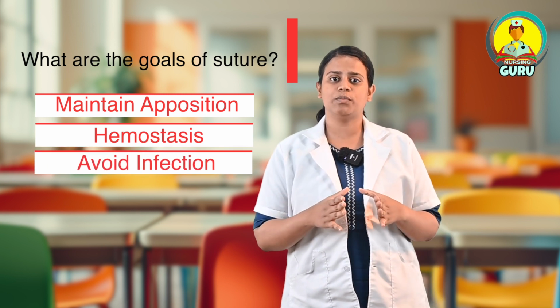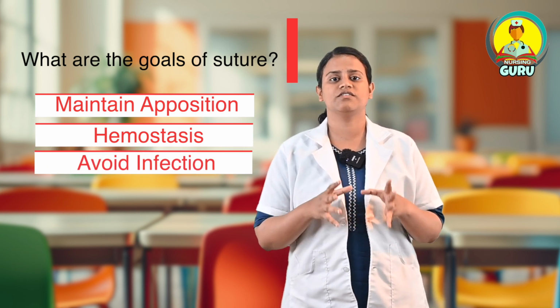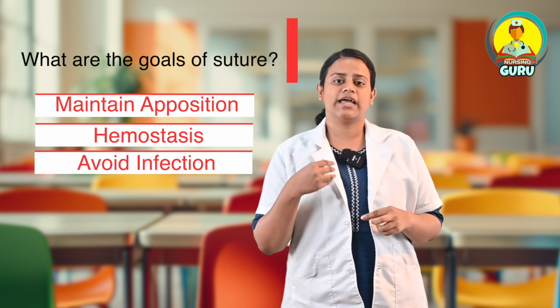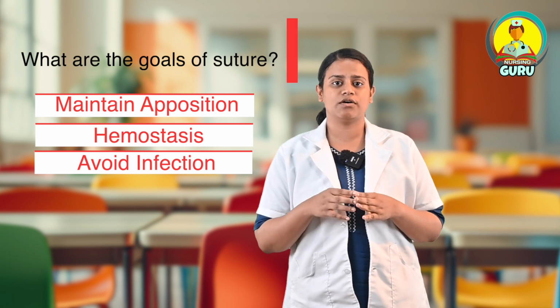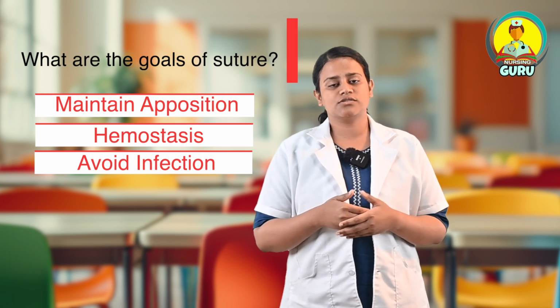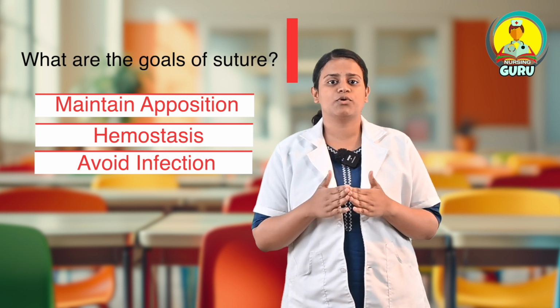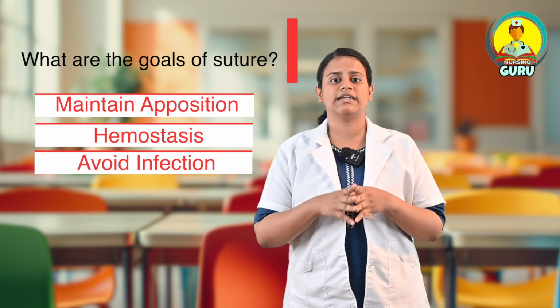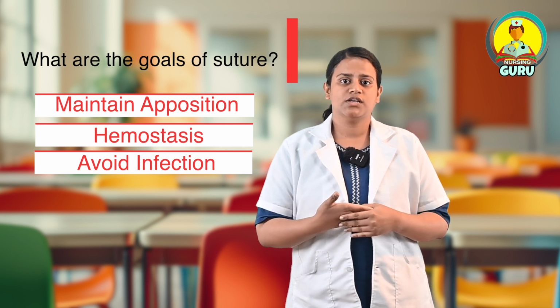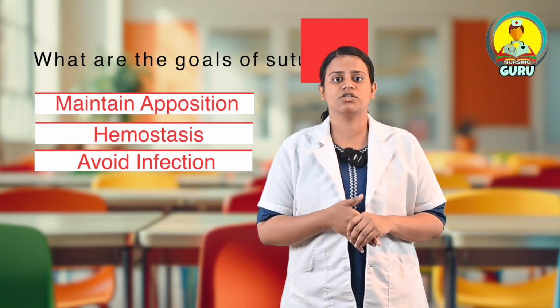When there is any open wound, there is more chance of infection entering the fresh tissue, growing, and affecting the healthy cells present in the wound area. Then the next goal of suturing is to protect the wound from getting deeper or worsening. So these are the goals of suturing.